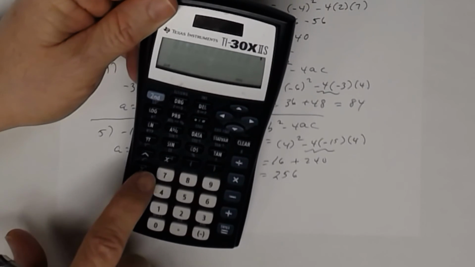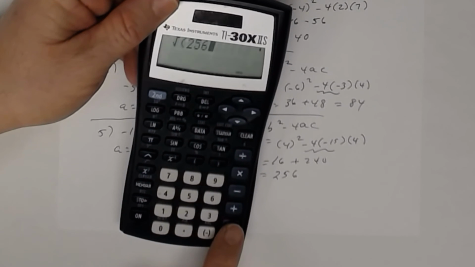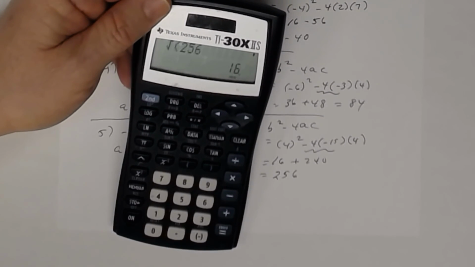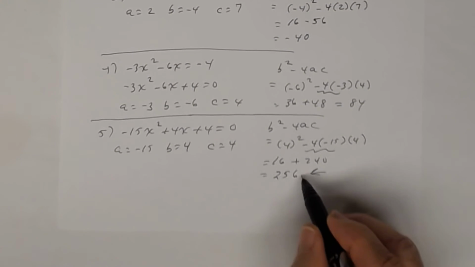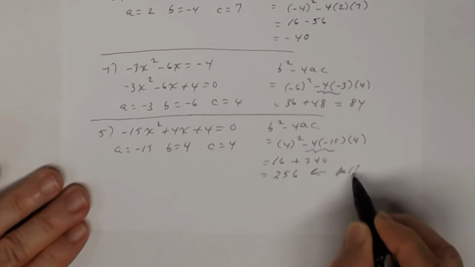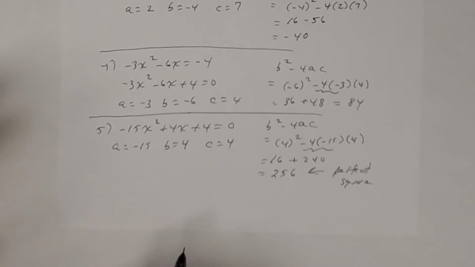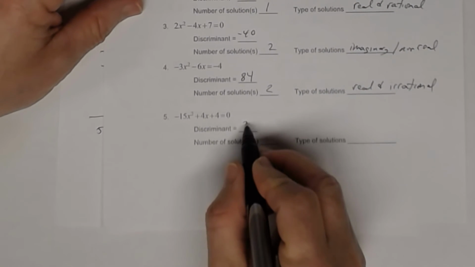So second square root, okay, 256. So let's take the square root of 256. When I take the square root of 256, I get 16, which is a whole number. So that means that 256 is a perfect square. And so the discriminant is 256. You can write 256 here.